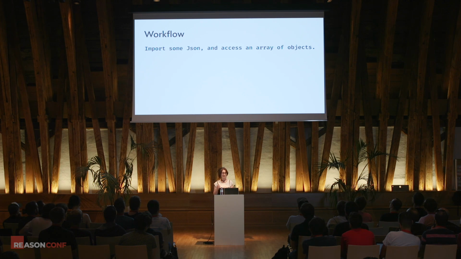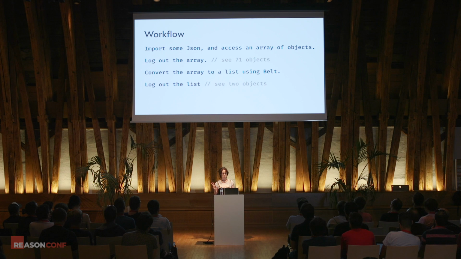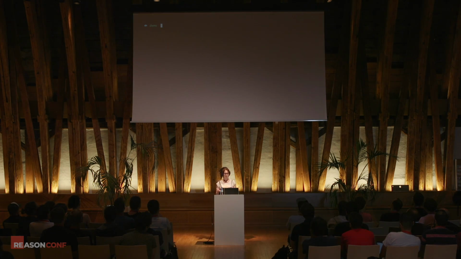Import some JSON and access an array of objects. Log out the array, see 71 objects. Convert the array to a list using Belt. Log out the list, see 2 objects. Okay, log out the array length and the list length, and they both say 71. So this was weird and confusing behavior to him.